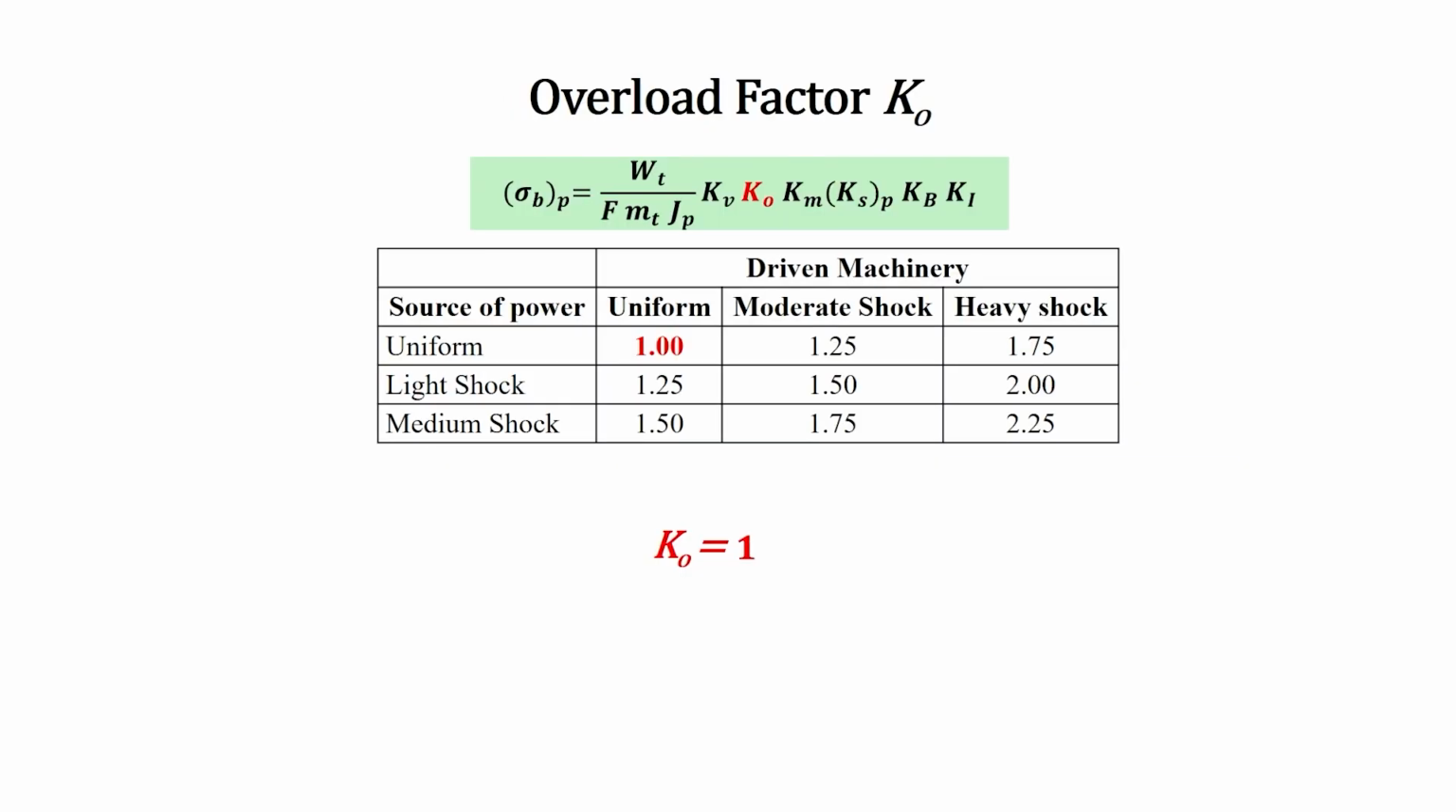The overload factor: it was given that the drive is uniform. So, if the source of the power is uniform and the driven machinery is also uniform, then the overload factor is 1. Depending on the source of power and the driven machine, we will get the value of Ko for other cases, but in our case Ko is 1.